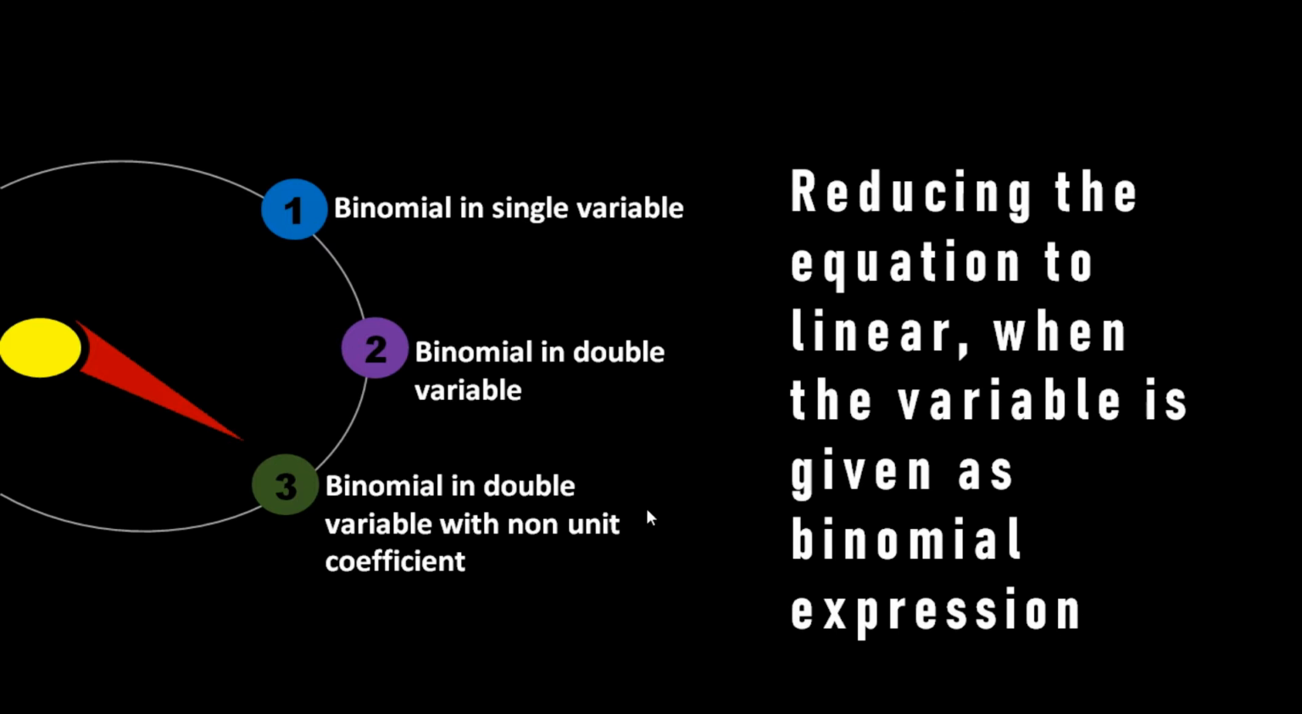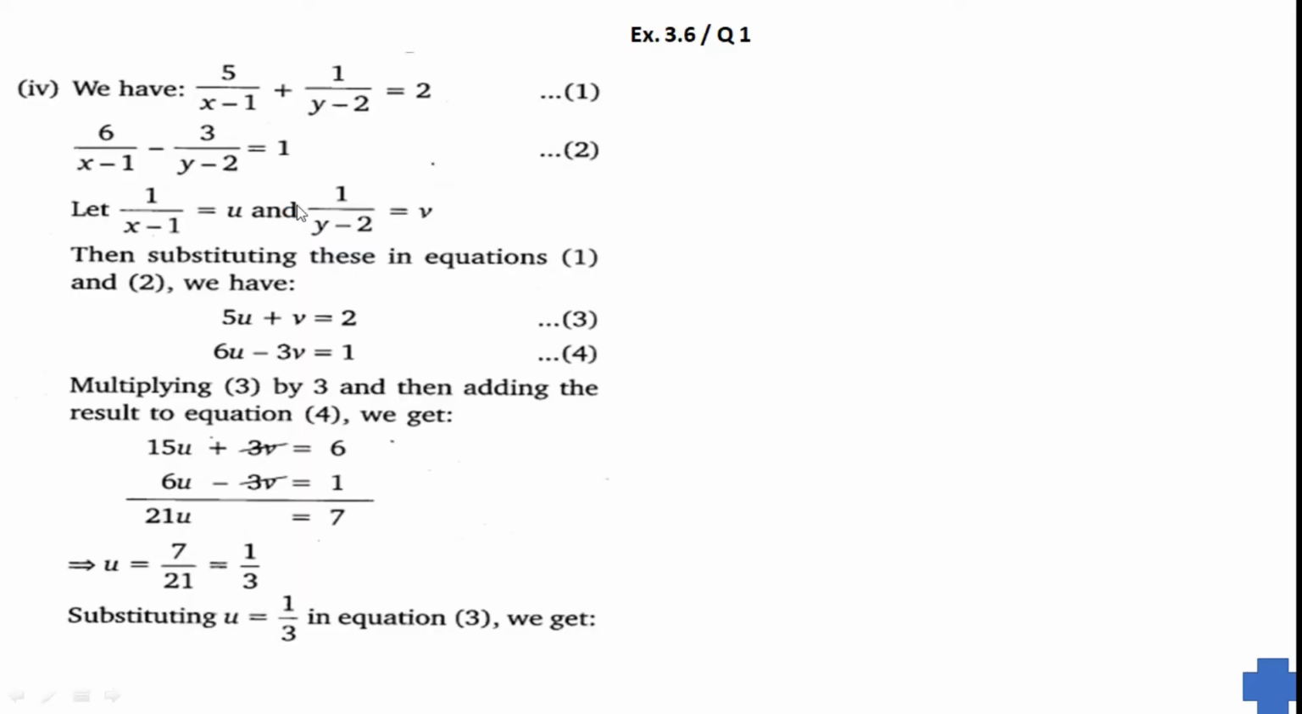Please remember here that the unit means 1. That means x plus y, so the coefficient for x is 1 and the coefficient for y is also 1, whereas 2x plus 1, in that case the coefficient of x is 2, so it is a non-unit coefficient. So we'll go case by case. For a binomial in a single variable, let's look at this question.